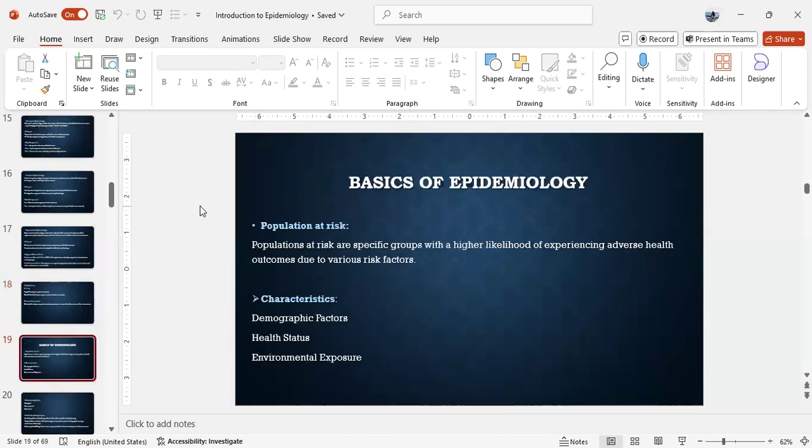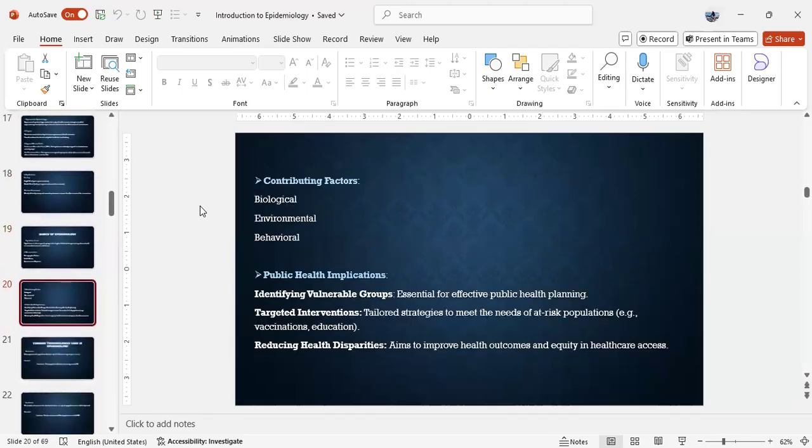Moving forward to the basics of epidemiology. Population at risk. What is population at risk? Population at risk are specific groups with a higher likelihood of experiencing adverse health outcomes due to various risk factors. The characteristics involve demographic factors, health status, or environmental exposure. Contributing factors may be biological, environmental, or behavioral.